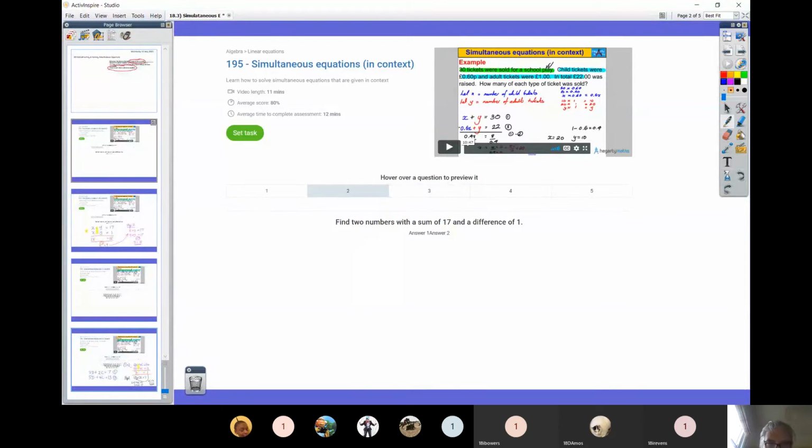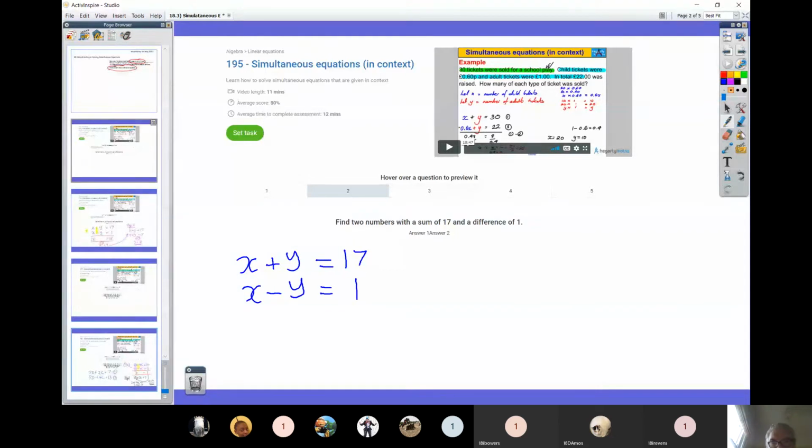So let's let our two numbers be x and y. What do we know? We know that when we add them, when we sum them, we get 17. So there's our first equation. But we know that the difference between them is 1. Now, how do you work out the difference between two numbers? You take the smaller one away from the bigger one. So if we think of x as being the bigger number, we can say that x, when we take away the smaller number, we're left with 1.